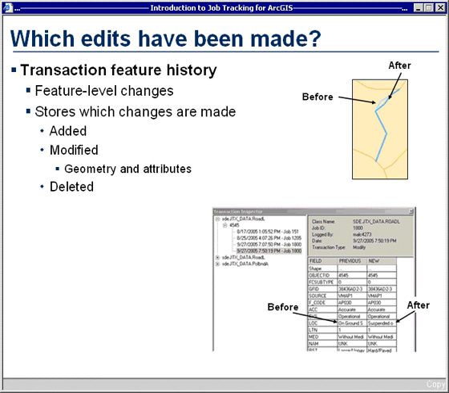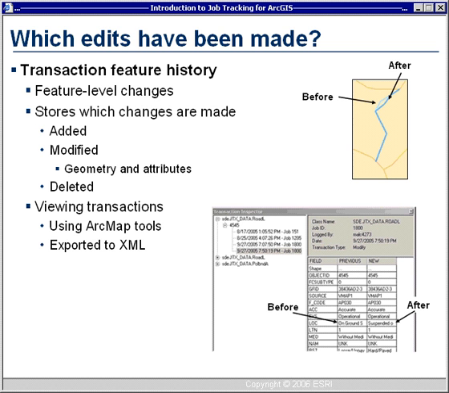With the transaction records, you can see when a new feature is added or how an existing feature was modified. Changes to both the geometry and the attributes are recorded. Geometry changes are recorded as changes in the shape and can be visually observed. Attribute changes can be seen by looking at a tabular report of the attributes before and after. Also, when a feature is deleted, a transaction is recorded. Transactions can be seen in ArcMap using the tools on the JTX toolbar, or you can export an XML file of the transactions using tools provided in the JTX Configuration Manager.